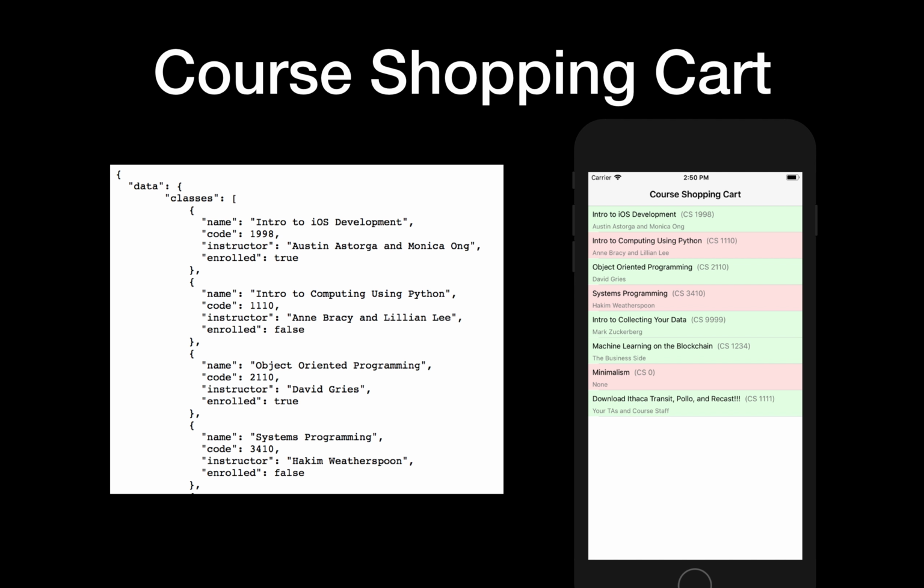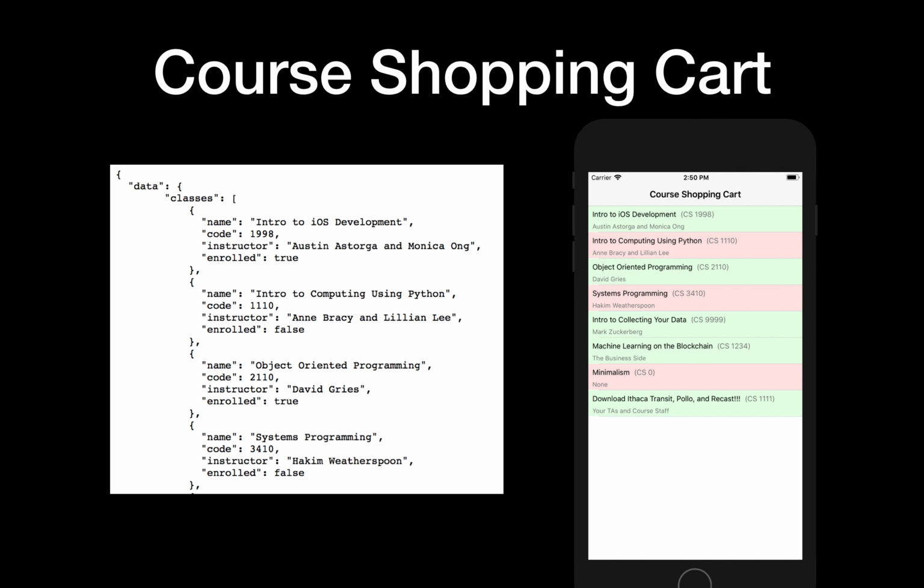So as you can see, it might be a little small for people in the back, but there's a JSON object wrapped around the whole thing. Data maps to an object, which maps to a key called classes, and classes maps to an array of a bunch of different JSON objects. And so each class, as you can see, has 4 keys: name, code, instructor, and enrolled.